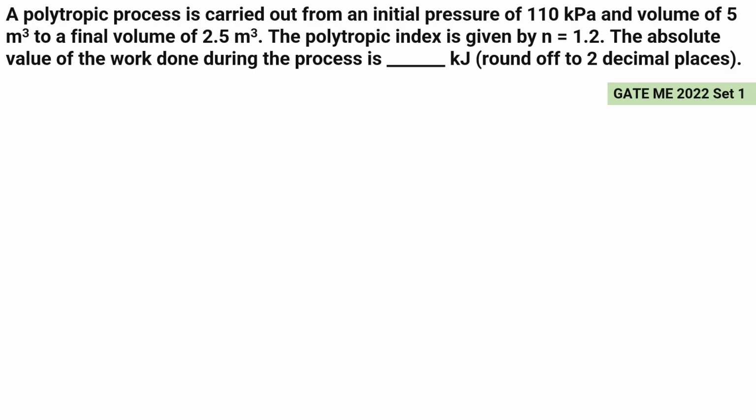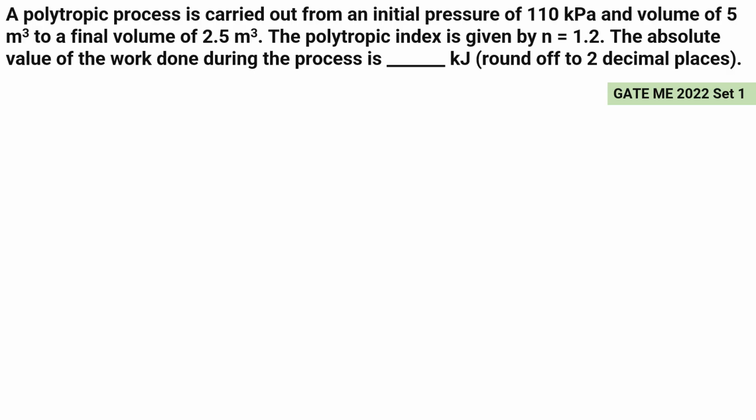A polytropic process is carried out from an initial pressure of 110 kilopascal and volume of 5 meter cube to a final volume of 2.5 meter cube. The polytropic index is given by n equal to 1.2. The absolute value of the work done during the process is dash kilojoules. This problem is given in GATE 2022 for mechanical paper.